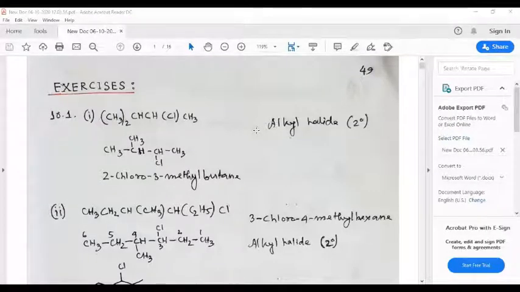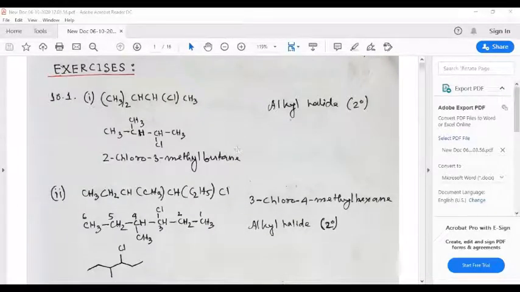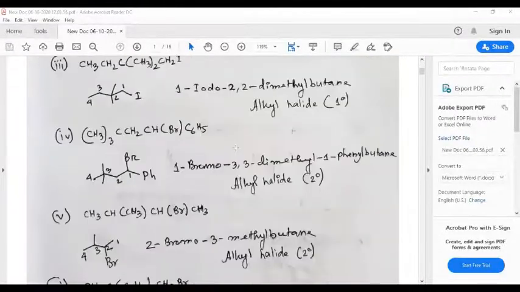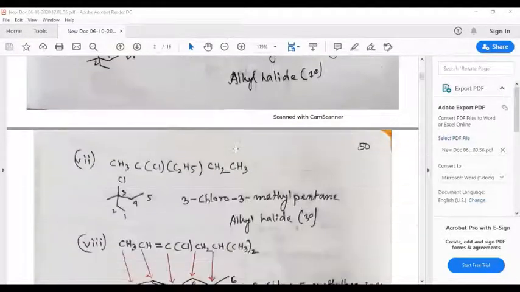In this lecture, I shall discuss some selective questions. However, answers to all the questions will be given to you. Question number 10.17. We have to write a structure and IUPAC name, and also write whether it is alkyl halide, aryl halide, vinyl halide, etc., and also the nature of the alkyl halide.